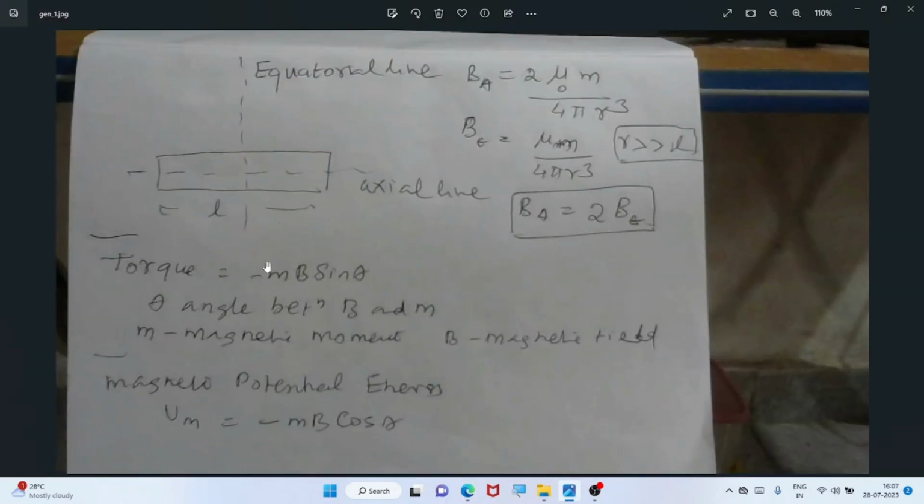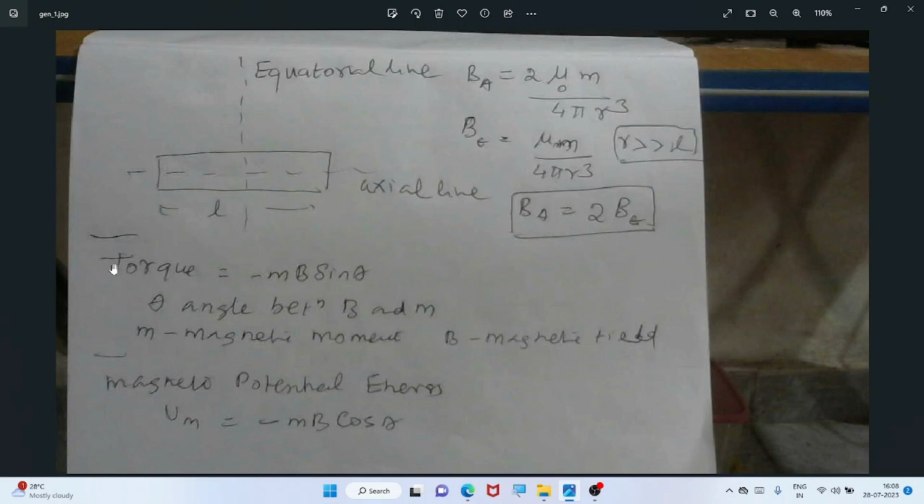If you take a bar magnet, this is called the axial line, and this one is the equatorial line. If you look at the magnetic field on the axial line, this is the formula. This is for the equatorial line. You will see the axial line has double the magnetic field of the equatorial line.